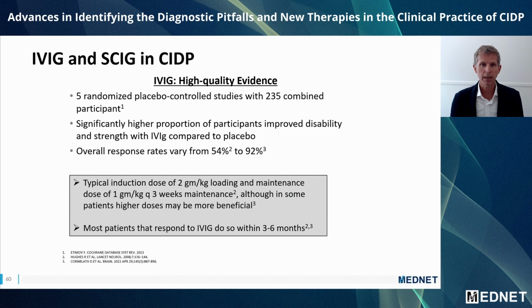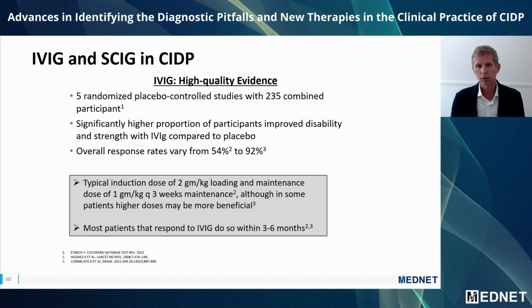For the data for CIDP, IVIG has very high quality data, 5 randomized clinical trials, over 200 patients randomized, clearly show that IVIG is effective for improvement of strength and improvement of disability. Response rates in the trial vary from about 54% to over 90%. This response rate variability probably has to do with the makeup of the patients that were enrolled in the trial, with some response rates with patients that are more treatment naive lower, and those that are treatment experienced higher. But overall response rate is quite good, between 60 and 90% roughly.